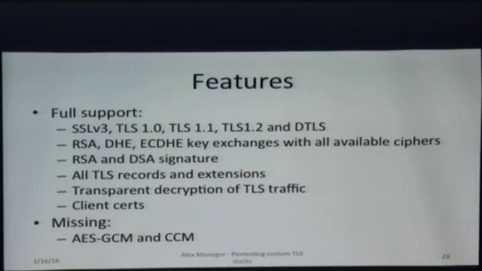So I won't go over the full support of what it does, but pretty much anything from SSL v3 to TLS 1.2 works, or should work. It supports all the major key exchanges, so you can do RSA, ephemeral Diffie-Hellman, elliptic curve, all this stuff. It does RSA and DSA signatures if you need, and it can do any record and extension, but that's more by TLS design, where I was saying you can throw any random bytes at it, right? And it can do some client certs. So the only thing missing is basically the authenticated ciphers, so AES-GCM and CCM mode, because we rely on PyCrypto and it doesn't support that.